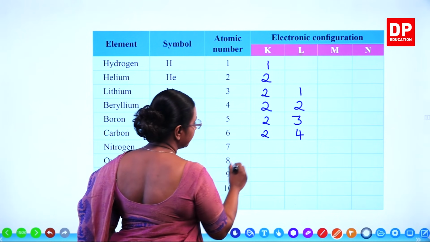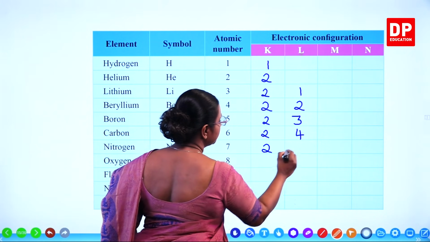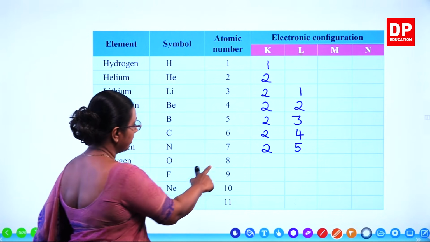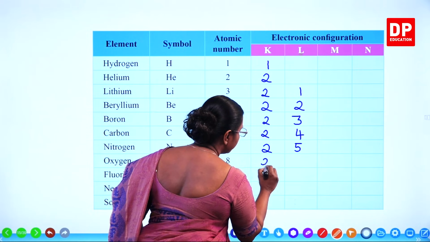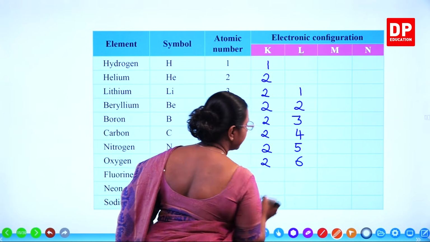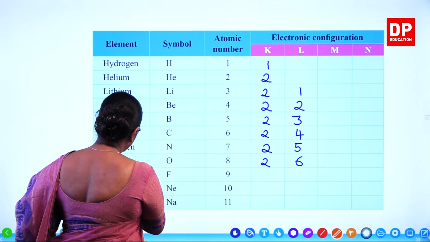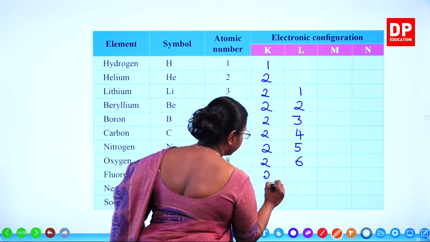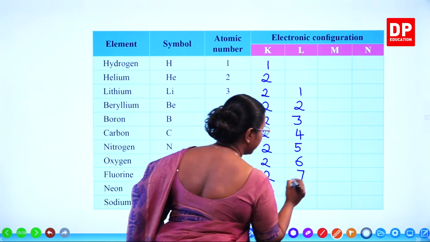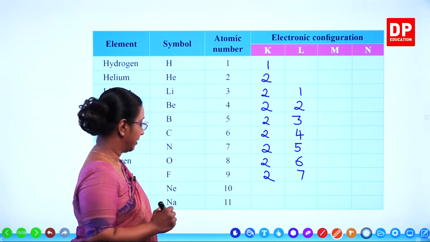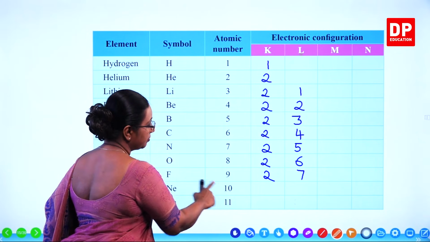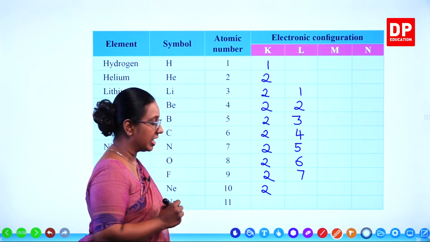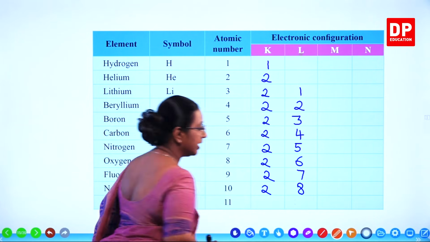Nitrogen, atomic number 7. So 7 electrons, 2 and 5. Then the next element is oxygen, atomic number 8. So 2 electrons in the first shell, 6 electrons in the second shell. Fluorine, atomic number 9. 2 electrons in the first shell and 7 electrons in the second shell. And neon, here you can see atomic number 10, 2 electrons in the first shell and 8 electrons in the second shell.